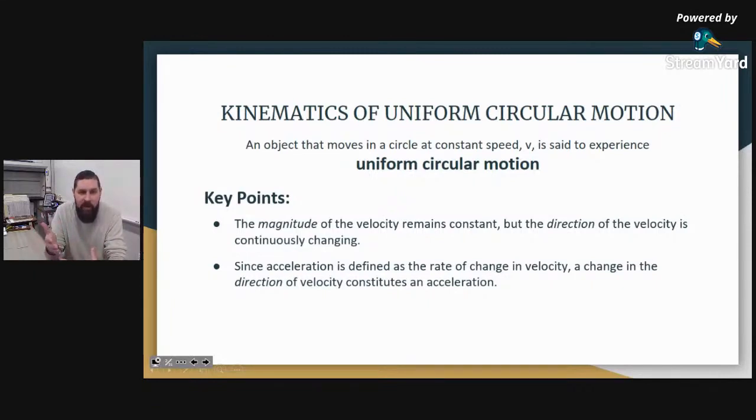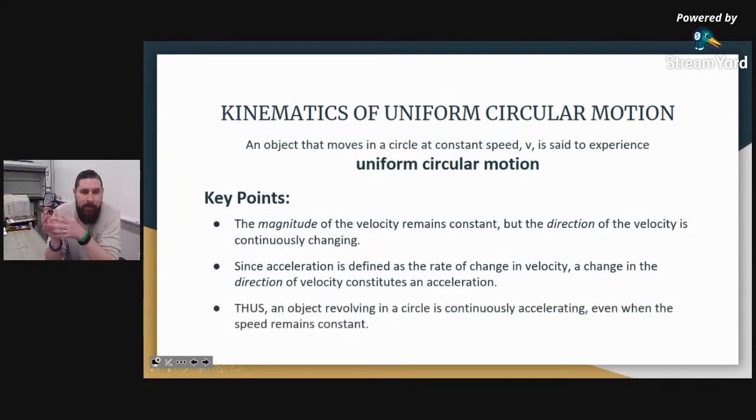You can see it there, what I've got up there. Defined as the rate of change in velocity, a change in the direction constitutes an acceleration. So acceleration in circular motion doesn't necessarily mean a change in the magnitude of the velocity. It's simply an acceleration that changes the direction in which the velocity vector is pointing. So an object revolving in a circle is continuously accelerating, even when the numerical value of the speed remains constant.